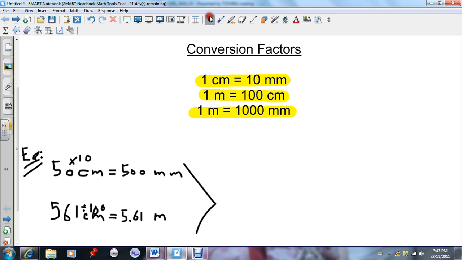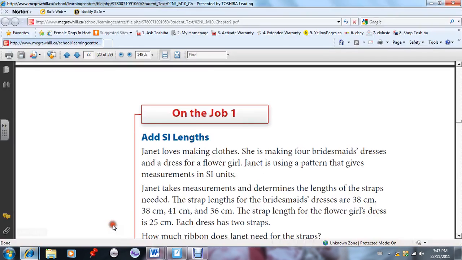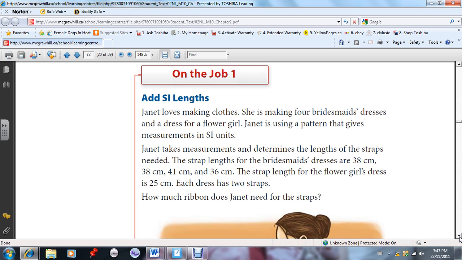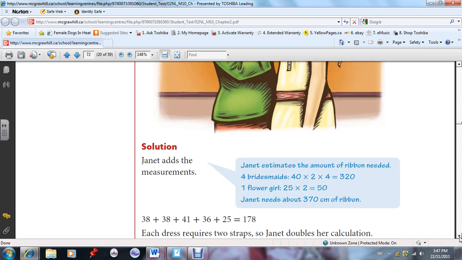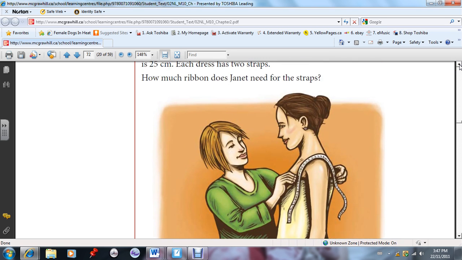Then what I want you to do is go to page 72 in your textbooks. You will go through the section that says On the Job, Part 1. I want you to read through this section. You can read through it as a class if you want. It looks at Mrs. She's acting as a tailor. Her job is being a tailor.